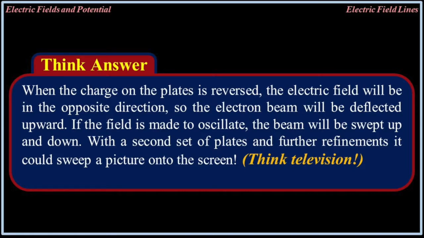When the charge on the plates is reversed, the electric field will be in the opposite direction, so the electron beam will be deflected downward. If the field is made to oscillate, the beam will be swept up and down. With a second set of plates and further refinements, it could sweep a picture onto a screen. Think television.